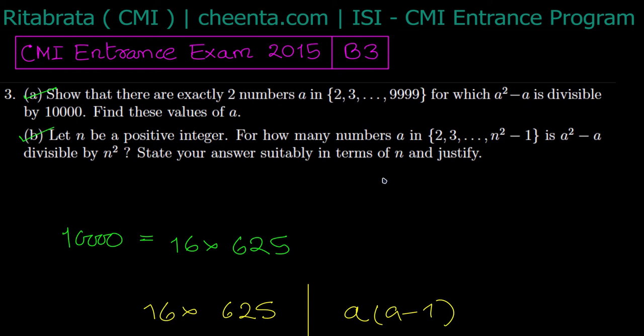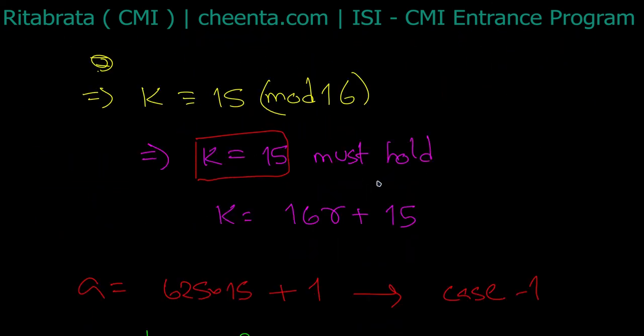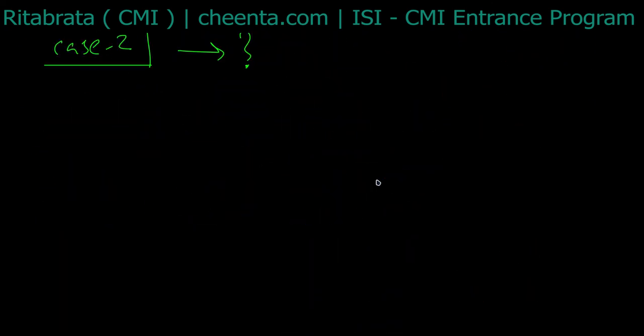Now for part B, let's try to relate it with part A. Because here I had a square minus a, in part B also there is a square minus a. And for divisibility, whatever we are dividing it by, we are factoring into co-prime factors. That was a key idea, in fact. So we'll do a similar type of thing in part B also. So you're dividing a square minus a by n square.